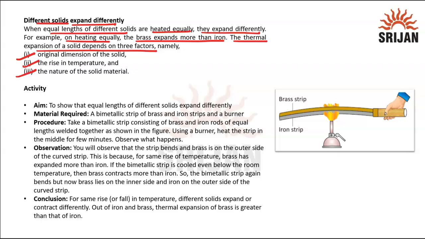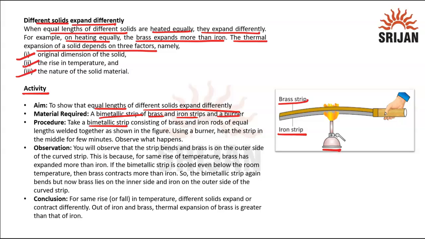So with this activity we can actually see the same thing. Our aim is to show that equal lengths of different solids expand differently. The requirements are a bimetallic strip of brass and iron strips and a burner. So this is a brass strip, this is an iron strip, and this is a burner.